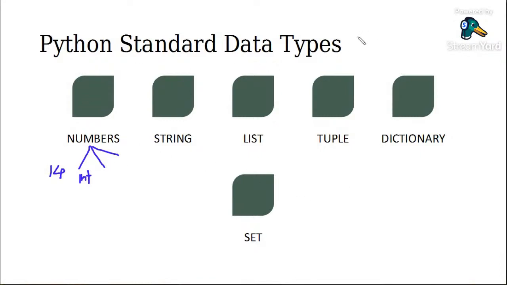So generally there are 14 data types, but mostly what we are using is numbers, string, list, tuple, dictionary, and set. Now we'll discuss one by one what is numbers, what is string, what is a list, tuple, dictionary, and set.